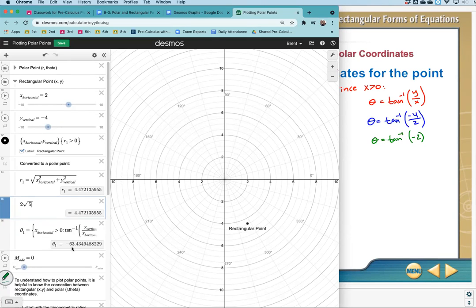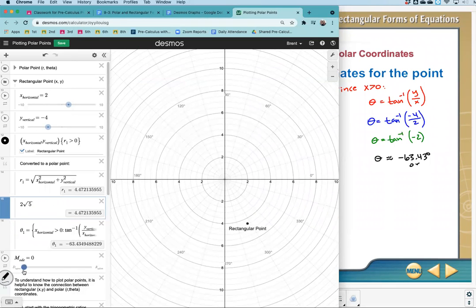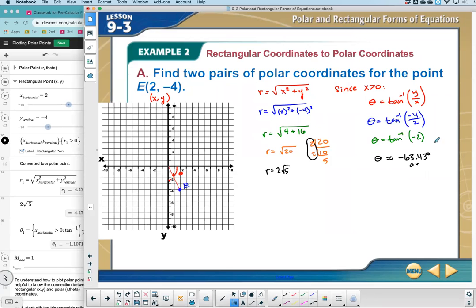And it comes up with -63.43 degrees, roughly. So this theta is roughly -63.43 degrees. Now, what if you wanted it in radians? What you'd have to do is, to be safe, not that it will always matter on my little slider here, but there are times when it will matter. If you're on the left side of the graph, if x is less than 0, then this one will matter. But what will always matter is in the graph settings, you need to change that from degrees to radians. When I do that, I get, we'll call that -1.11 radians.